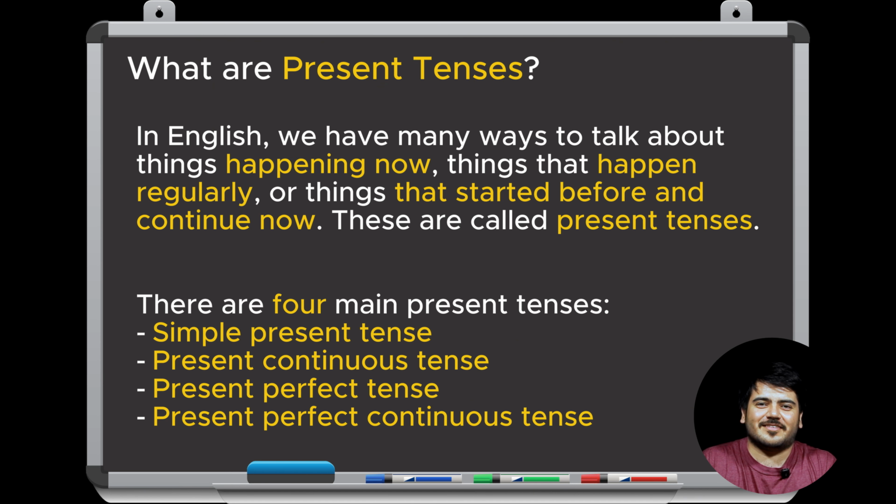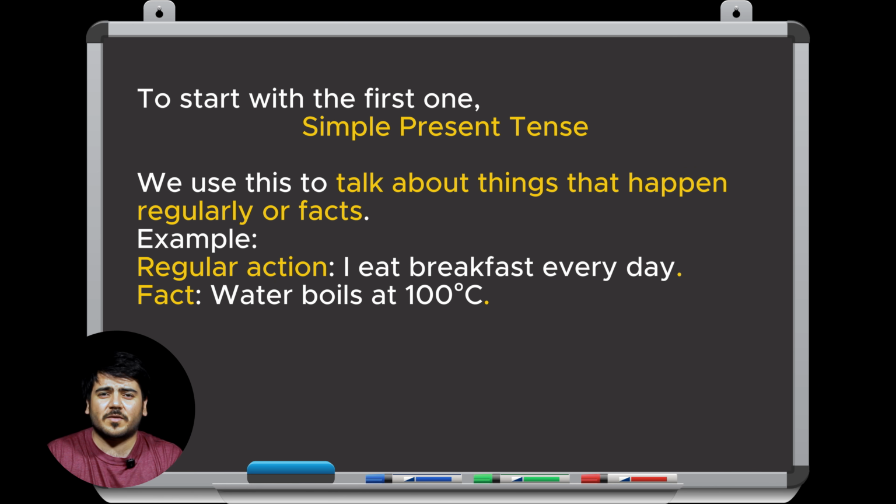What are present tenses? In English, we have many ways to talk about things happening now, things that happen regularly, or things that started before and continue now. These are called present tenses. There are four main present tenses in English language: simple present tense, present continuous tense, present perfect tense, present perfect continuous tense. To start with the first one, simple present tense.